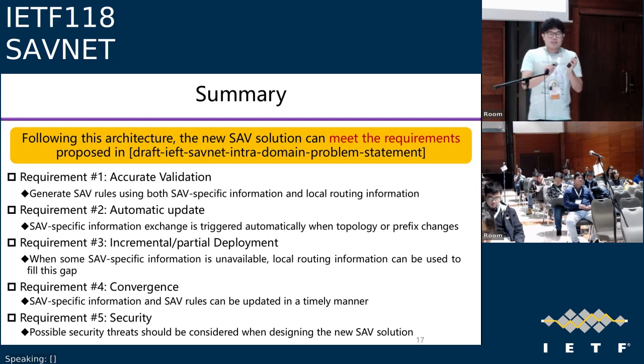And SAV-specific information and SAV rules can be updated in a timely manner if the network topology or prefix changes, so the new solution can guarantee convergence. And for security, this draft lists several possible security threats in an intra-domain network, and these security threats will be considered in the new SAV solution. And so the new solution can meet the requirement of security.